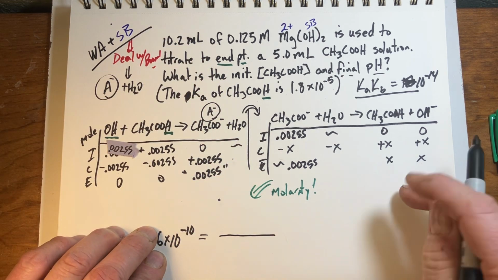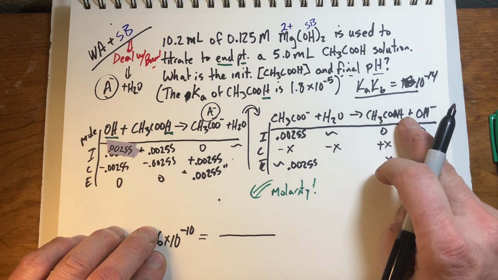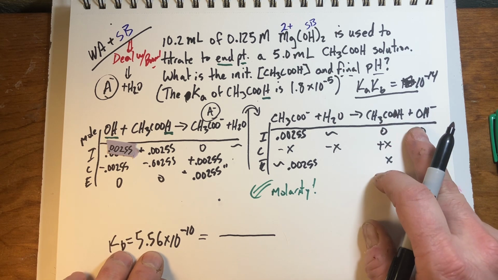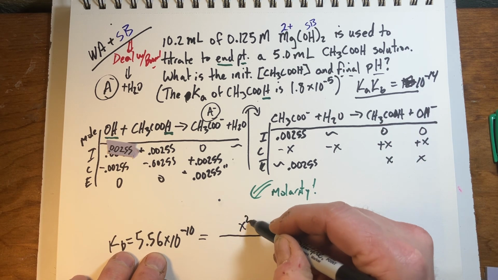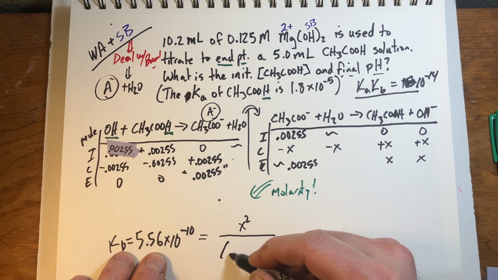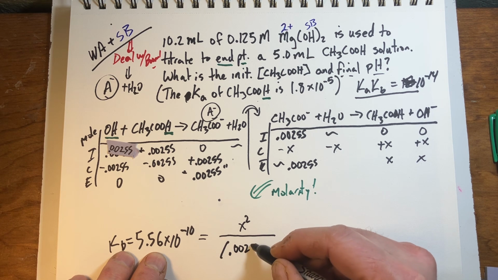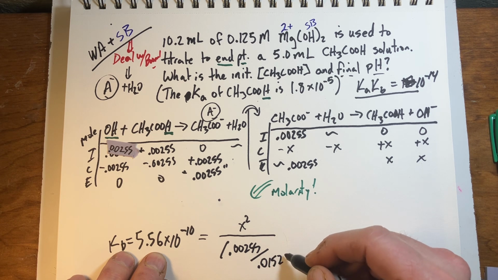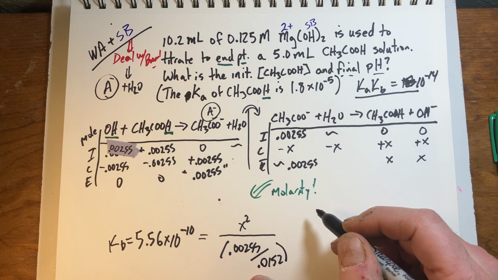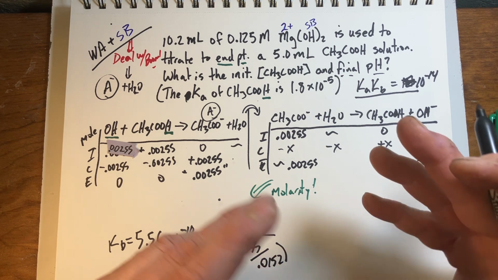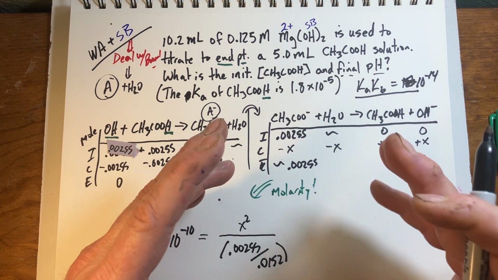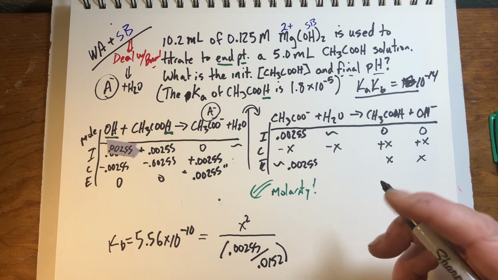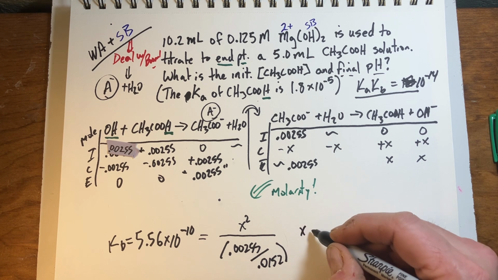So we're going to take the amounts of our product from this Kb reaction, products over reagents. That's X squared. And we're going to divide that by 0.00255 divided by 0.0152, because that's the liter amount we have of our solution that's left after this titration to endpoint. So now we're going to solve for X.